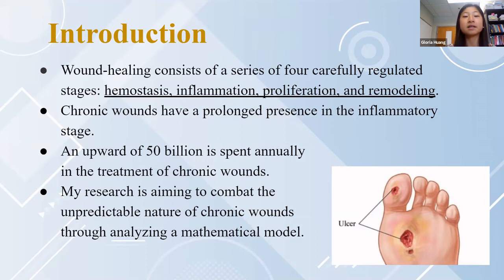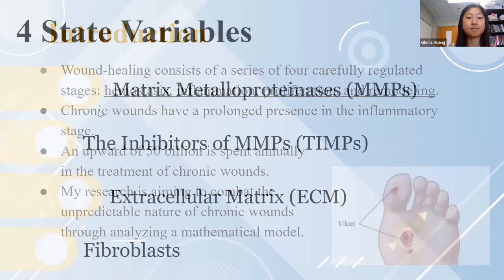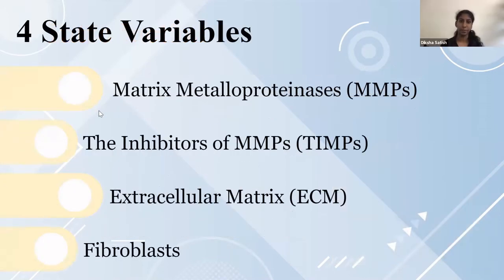Our research is aiming to combat this unpredictable nature through analyzing a mathematical model that investigates how 4 vital state variables are interconnected at the wound site. There are 4 state variables included in this mathematical model: matrix metalloproteinases, or MMP1, tissue inhibitors of metalloproteinases, or TIMP1, the extracellular matrix, or ECM, and fibroblasts.